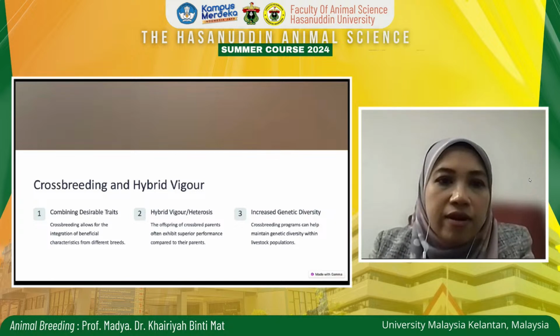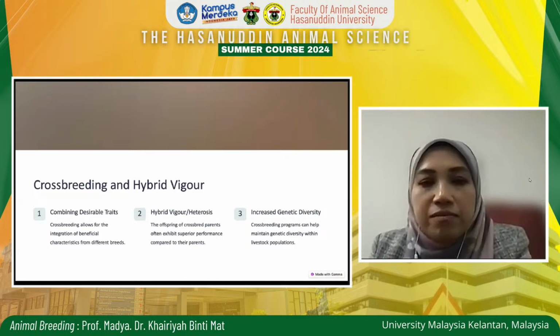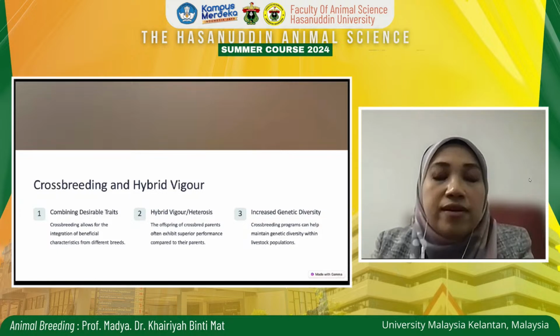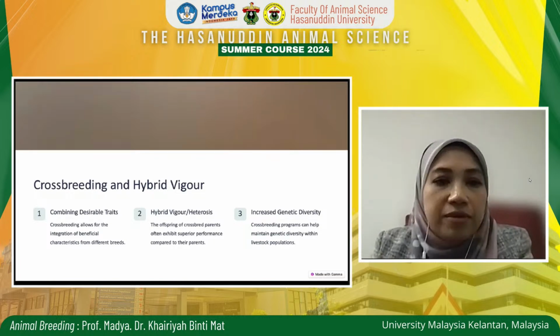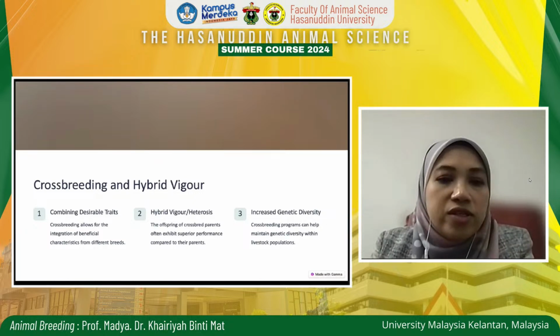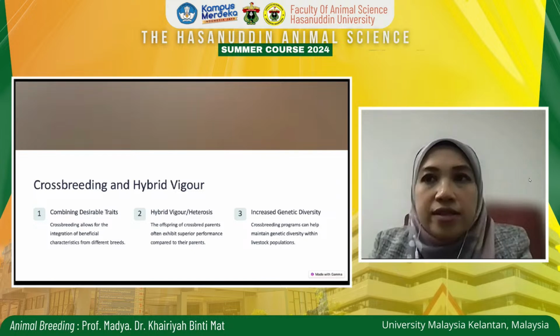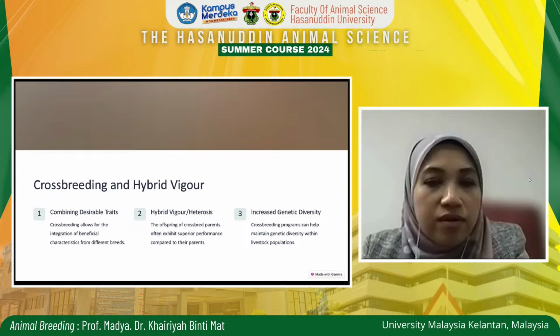Okay, all right. So one example of an animal breeding system is crossbreeding, or hybrid vigor. This is one of the best strategies to increase production or to achieve hybrid vigor. Basically, crossbreeding is combining desirable traits from different breeds, and the integration will produce beneficial characteristics. For example, lots of meat cattle have been crossbred to increase performance.